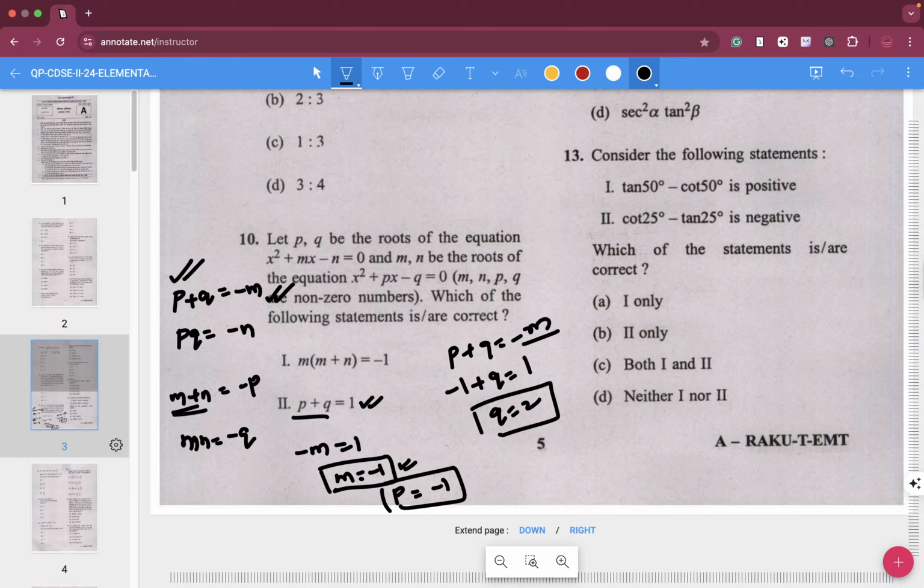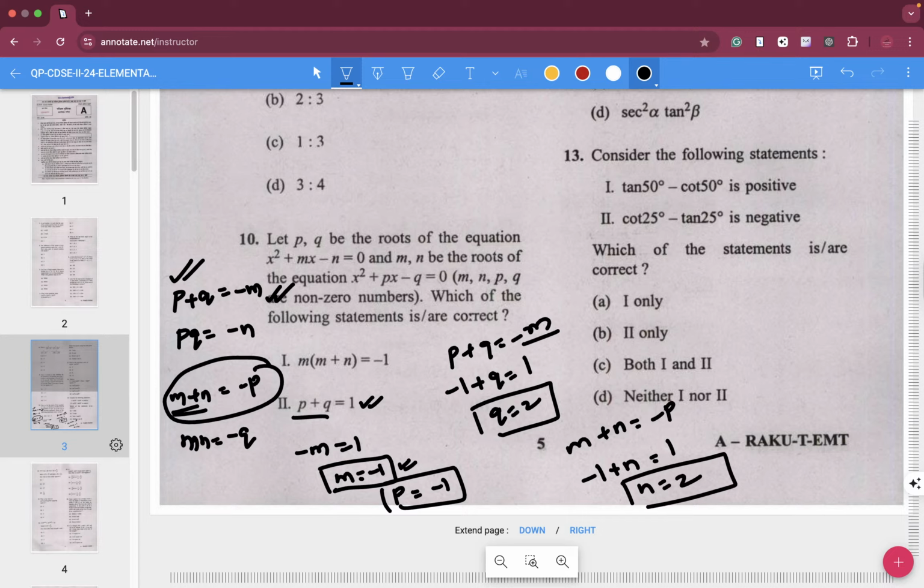Now if we put it in this particular equation, m plus n is equal to minus p. The m value is minus 1, plus n. The minus p value is how much? Minus p value is also 1. So n value is 2 over here, right? Now, can we take these two values?